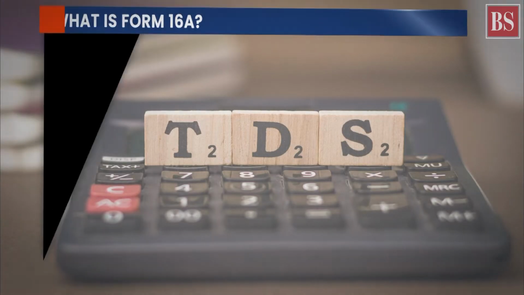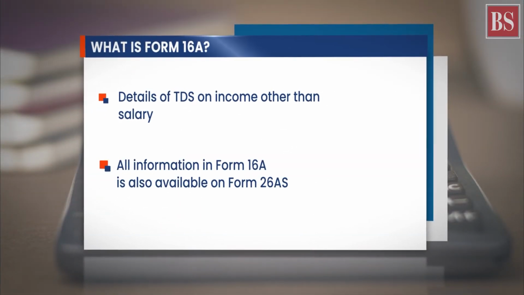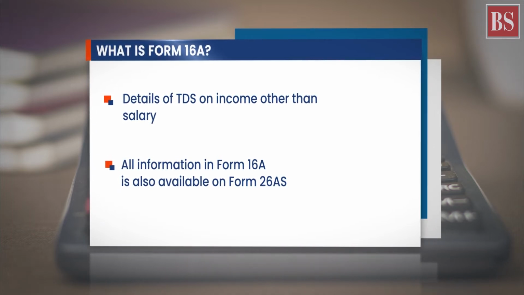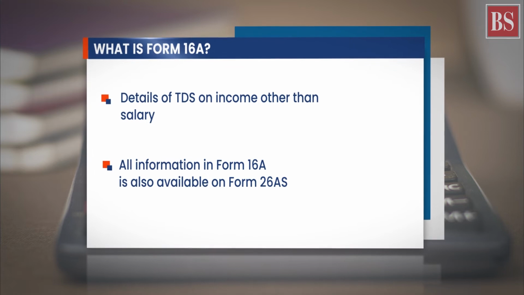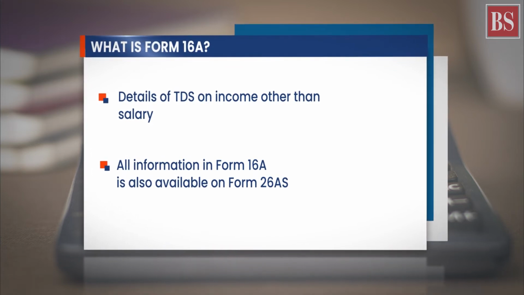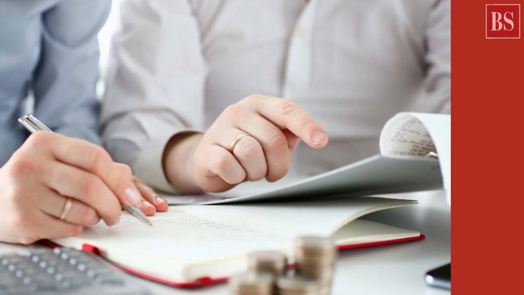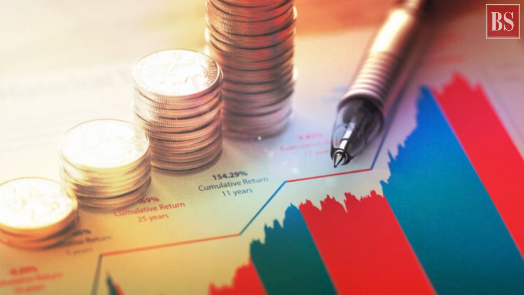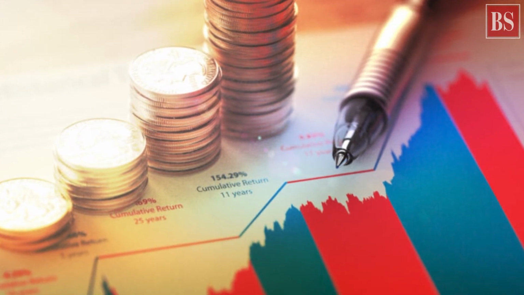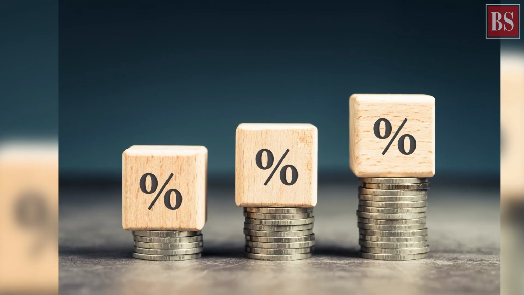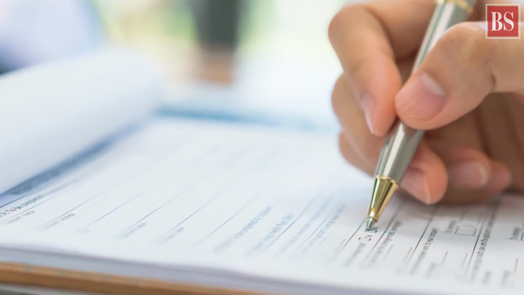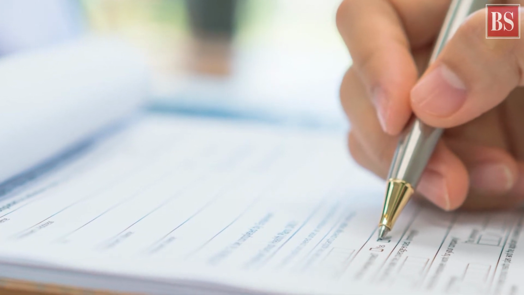Now let's not confuse Form-16 with Form-16A. They are not the same. Form-16A is also a TDS certificate. But while Form-16 is only for salary income, Form-16A is applicable for tax deducted at source on income other than salary. For example, Form-16A will be issued to you for tax deducted by a bank on the interest you have earned on fixed deposits, insurance commission, rent receipts, etc. All details in Form-16A are also available on Form-26AS.